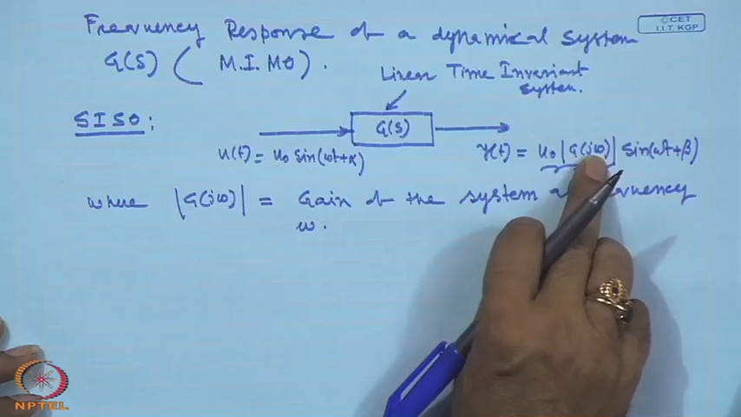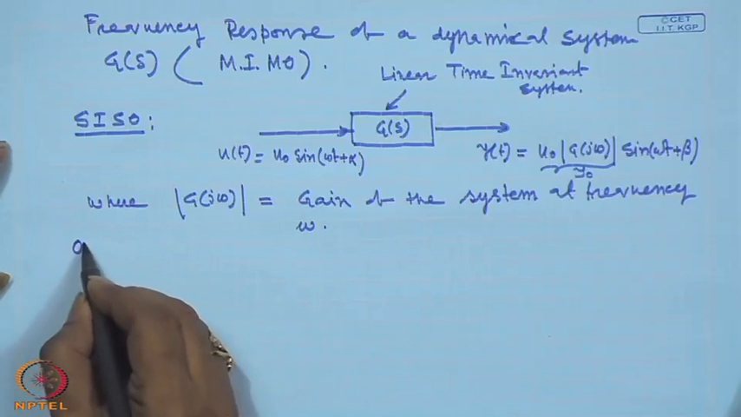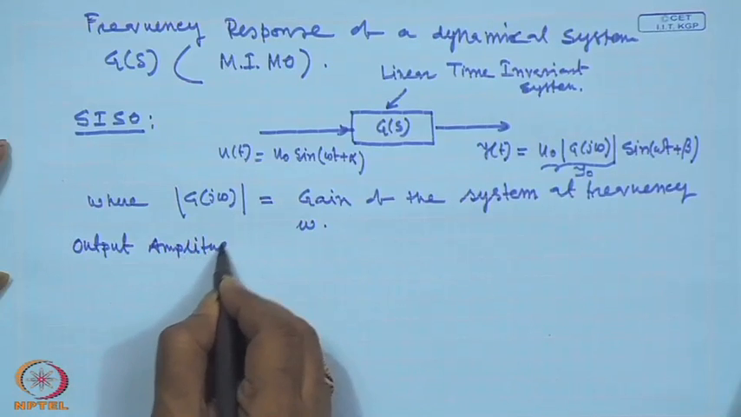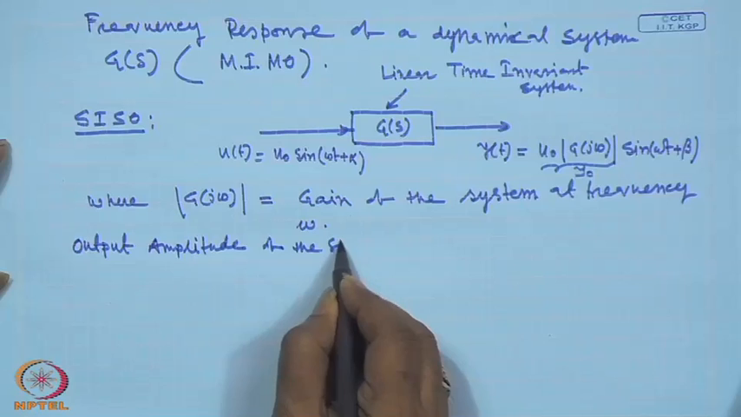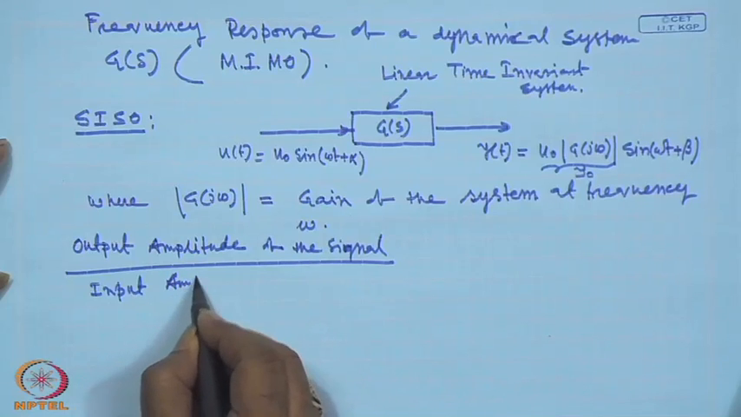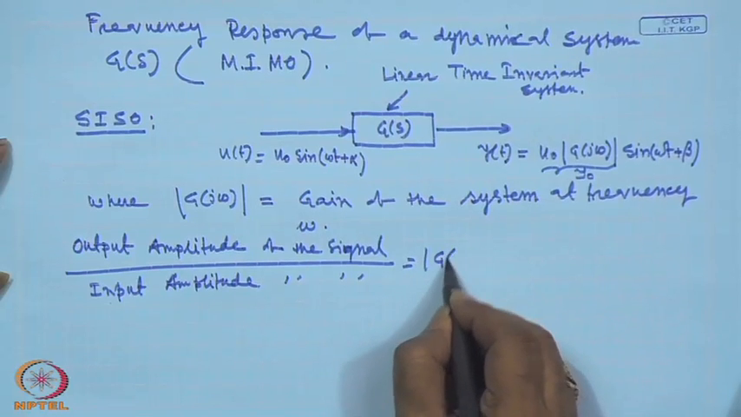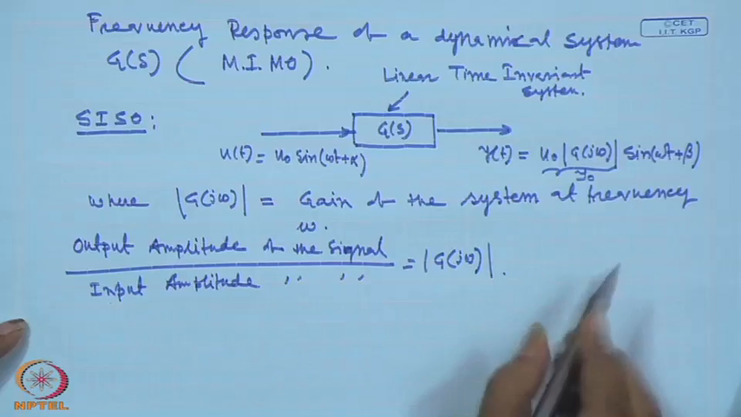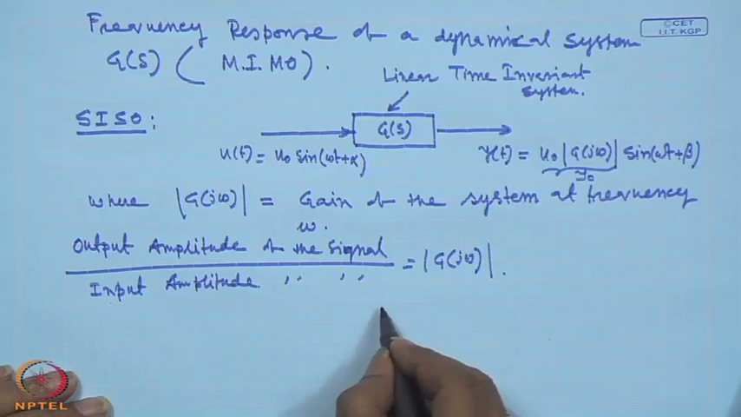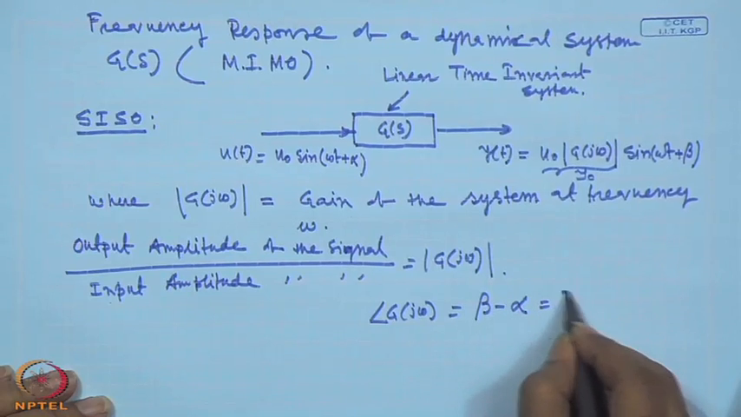The frequency will remain the same, the input frequency; only the phase angle is changed. So, you can say the output amplitude of the signal divided by the input amplitude of the signal is nothing but G of j omega. And what is the phase angle associated with this? We can easily see the phase angle associated with G of j omega is beta minus alpha, which is the phase shift.